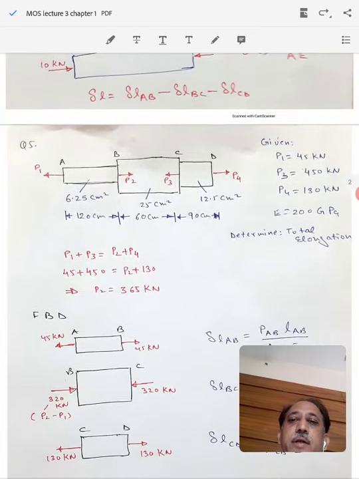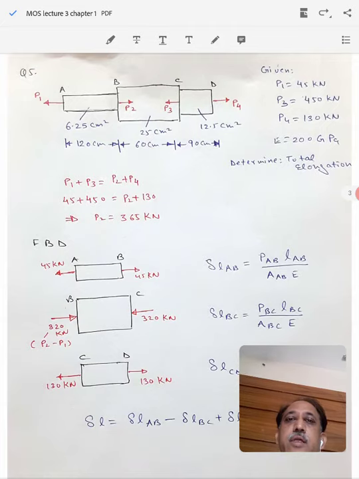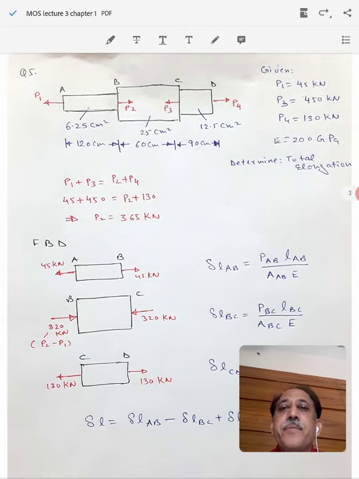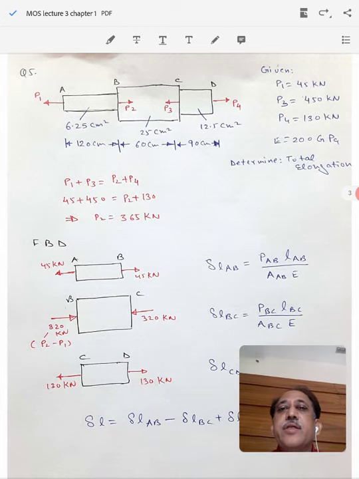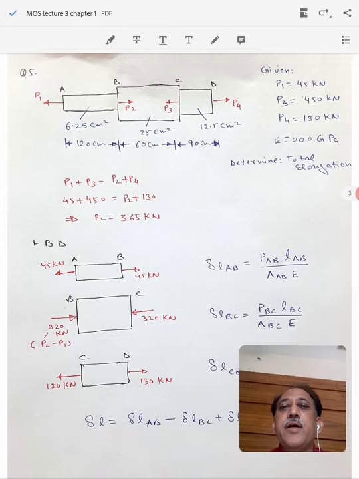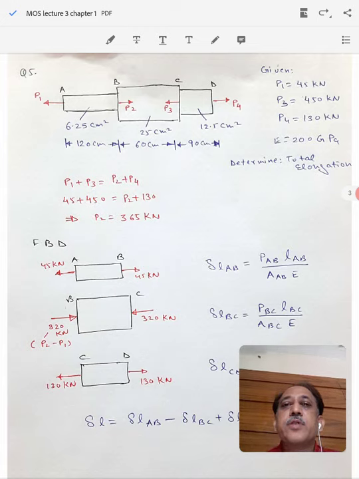Now let's do one more numerical, and this time we have a bar of varying section. Last time it was a constant cross section, 10 centimeter square was given. Now the different parts AB, BC and CD have different cross-section areas. They are 6.25, 25 and 12.5 centimeter square respectively. So the cross-section area is given to you. You can see the forces that are acting at different sections of the bar.